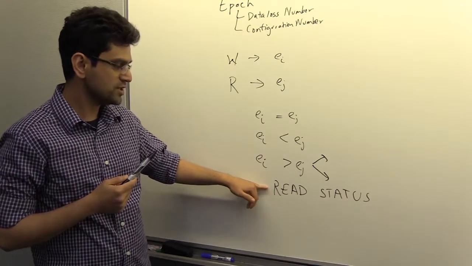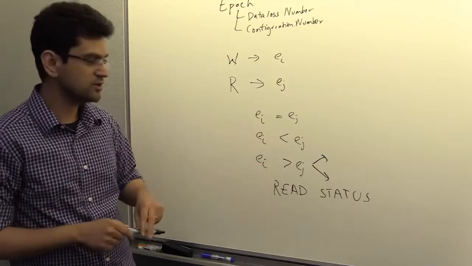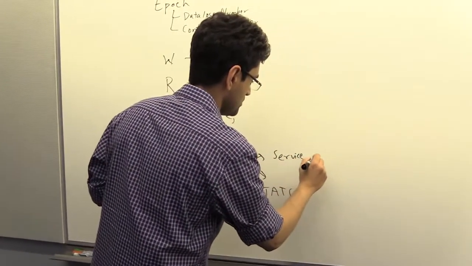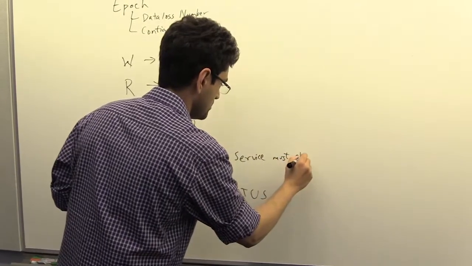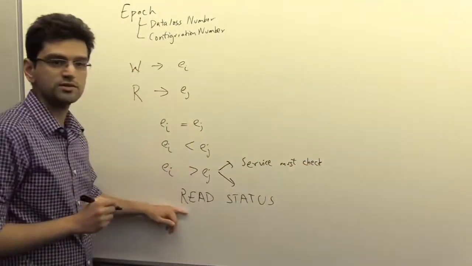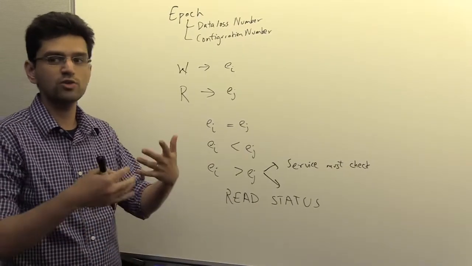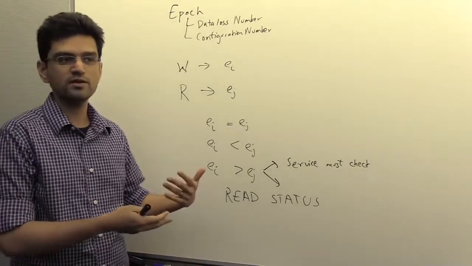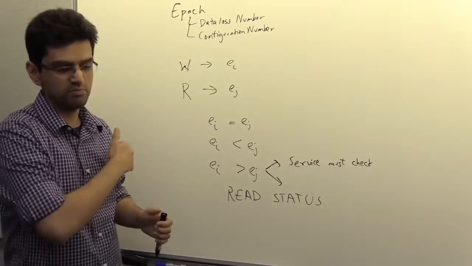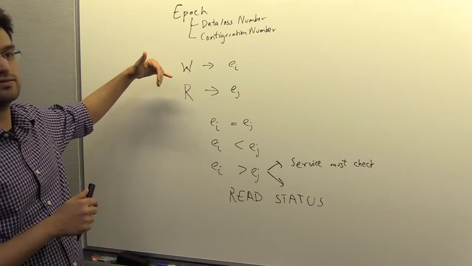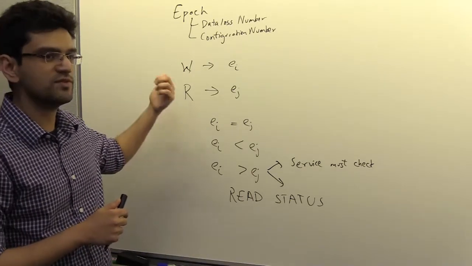And so for this, again, you need two things to happen. You need the service to check the read status. So if your service is written in a way that it's not looking at the read status before it replies to clients, it's just blindly reading the data and returning it, we cannot guarantee consistency, right? As we have defined it.